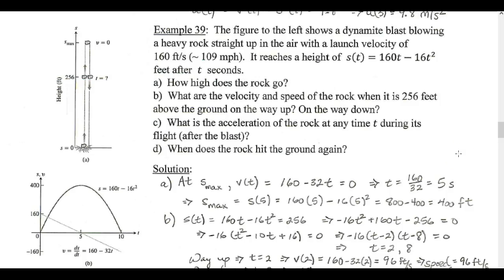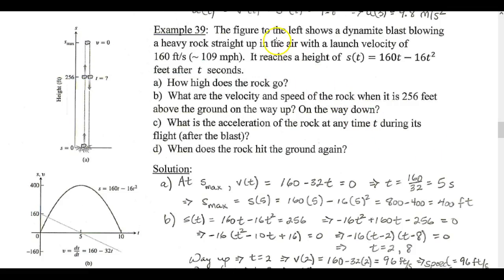Okay, we're still in section 3.4, and we're still talking about velocity, or excuse me, motion in a straight line. So we know that we need a position function, and then the velocity is the derivative of that position function, and the acceleration is the derivative of that velocity function, etc.